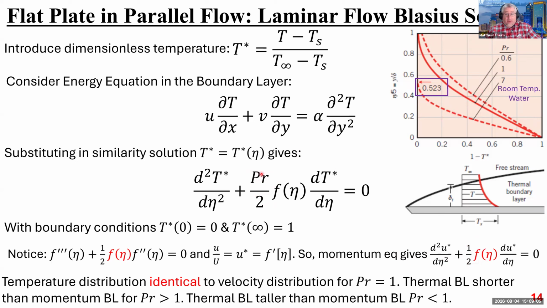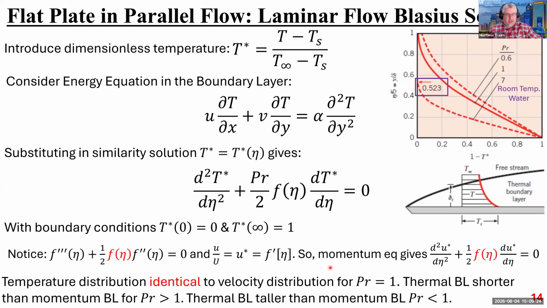But the Prandtl number is just a constant, right? It's a constant depending on what fluid it is that you're dealing with. And so I could use the exact same solution that I came up with for the Blasius equation for the heat transfer equation in the boundary layer, right? It's incredibly powerful and incredibly fortunate that it worked out this way.